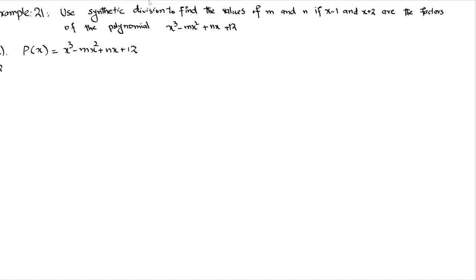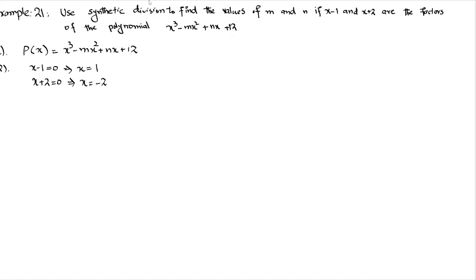Step number 2 is to find the values of x from the factors on which we are going to perform the synthetic division. So one factor is x minus 1, we will equate it to 0. So one value of x is 1, and the other factor is x plus 2, we will equate it to 0, and the other value of x is minus 2.